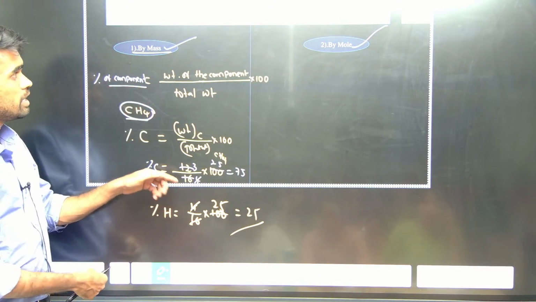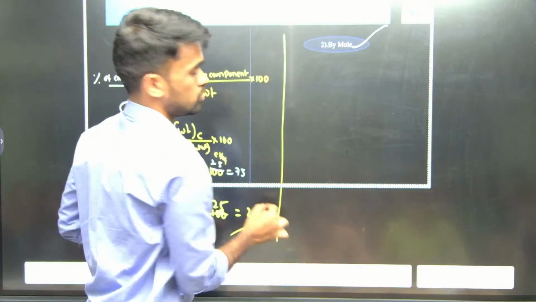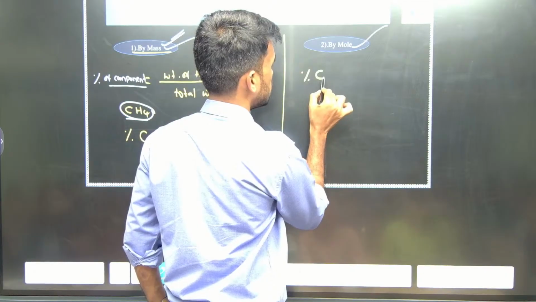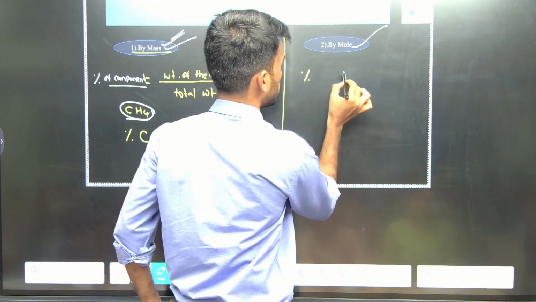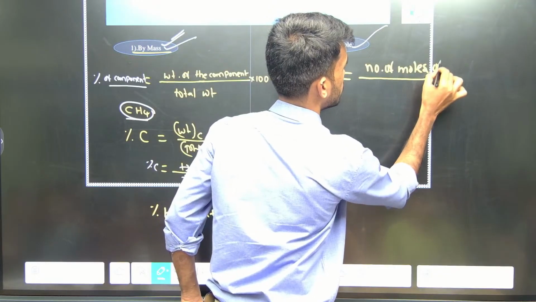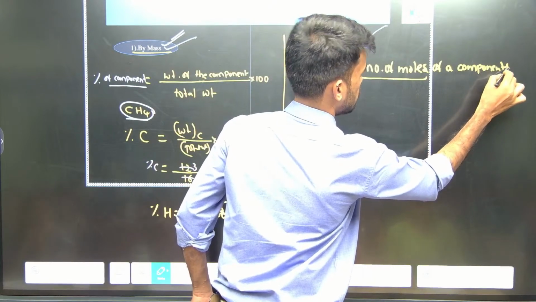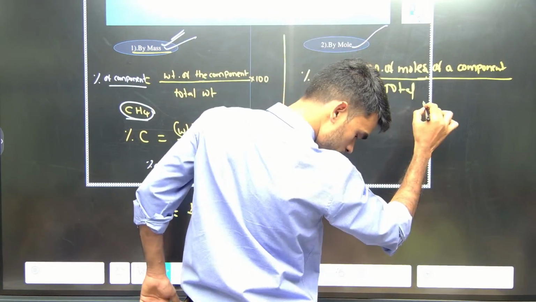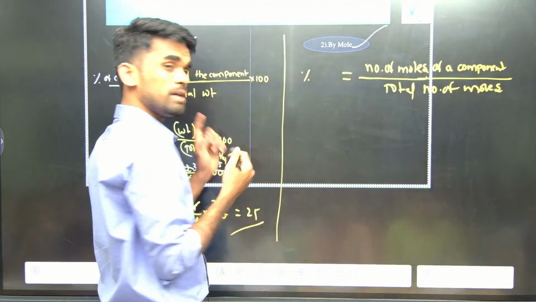So this story is in terms of mass. Now let us talk in terms of moles. Percentage composition by mole means, what you can say, the number of moles of a component by the total number of moles, into 100.